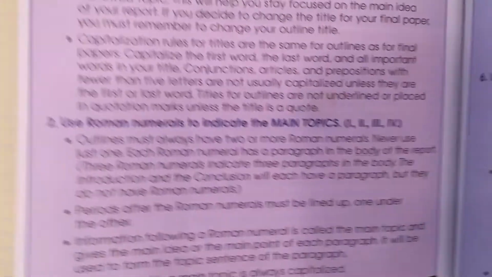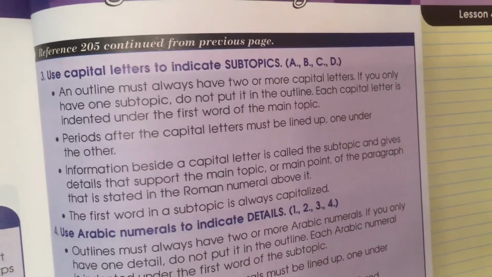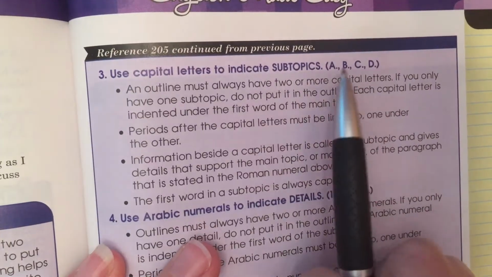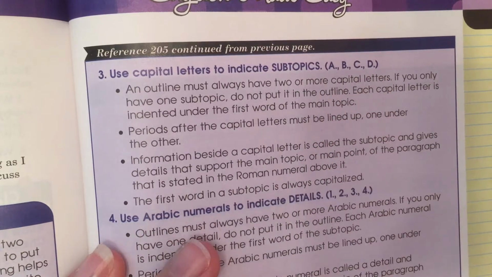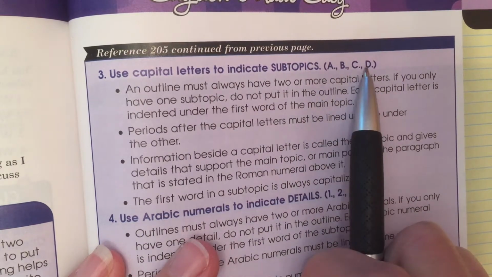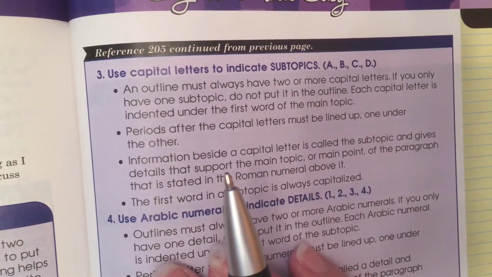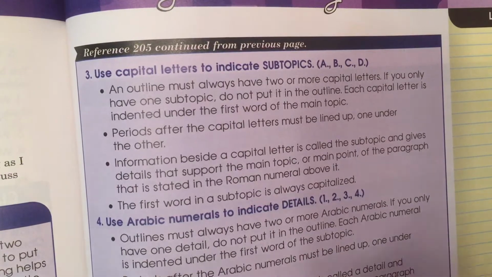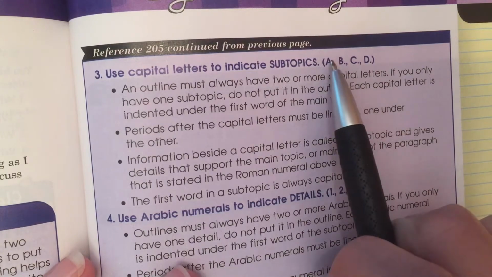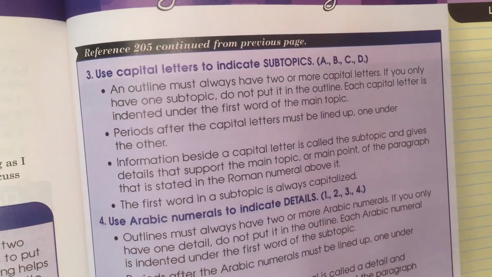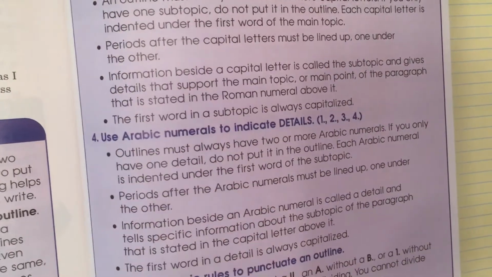Now, under your main topic, you're going to end up having subtopics. Now, subtopics are noted with capital letters. Okay, so main topics have Roman numerals, subtopics have capital letters. If you have an A, you must have a B. Since outlining is a way of separating things, I can't separate something into one part. So if I have a subtopic, I gotta have at least 2. Okay, again, you're going to capitalize the first word.